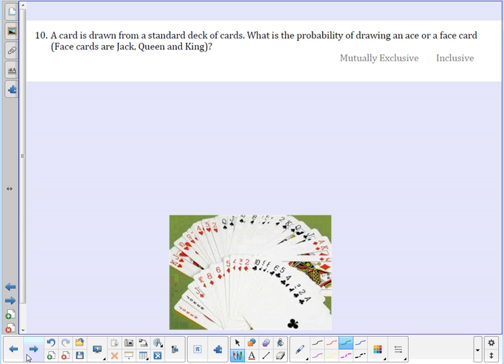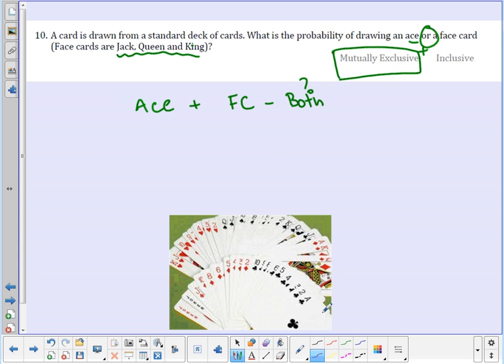Number 10, last one. It says a card is drawn from a standard deck of cards. What's the probability of drawing an ace or a face card? And then it tells you in parentheses there, face cards are Jack, Queen, and King, in case you don't remember that from our first day of probability a few days ago. So we want ace plus face card minus both if we have any. Ace or face card, that tells me I'm adding. Then I need to ask myself, is there anything in the ace and the face card category? Well, face cards are Jack, Queen, and King. They don't include aces. So no, these are mutually exclusive, which means I don't need this.